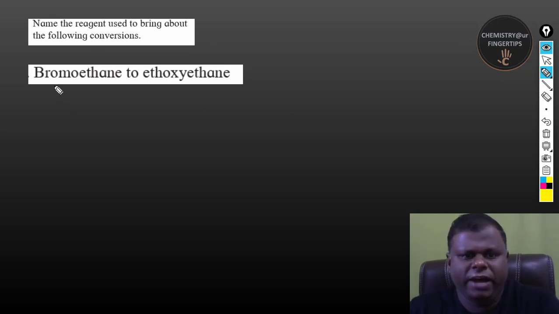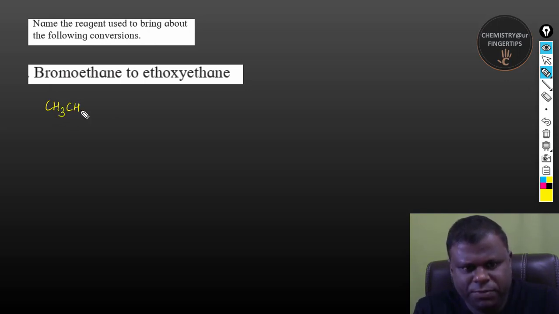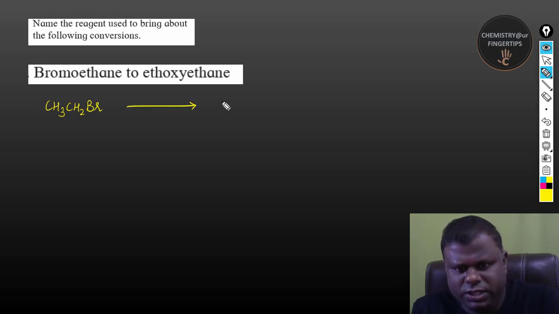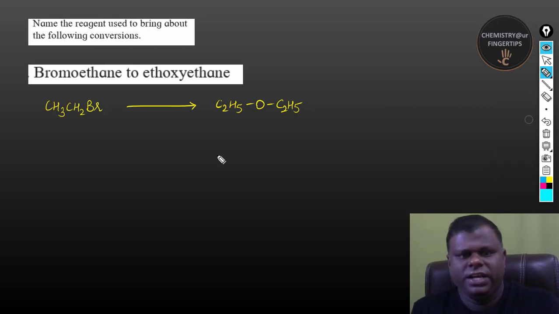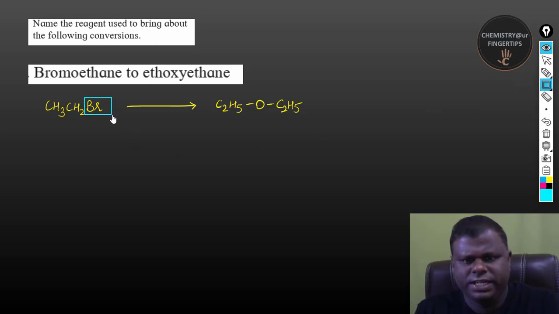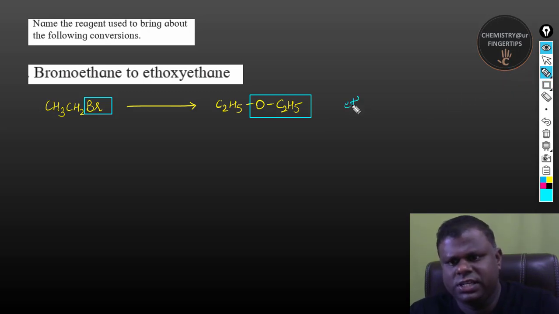You have bromoethane to ethoxyethane. So what is bromoethane? Bromoethane is nothing but CH3CH2Br. Now this has to be converted to ethoxyethane, which is C2H5OC2H5. This is basically a direct conversion. You can see this bromine is getting converted to the ethoxy group. That means this is going to be an ether synthesis.